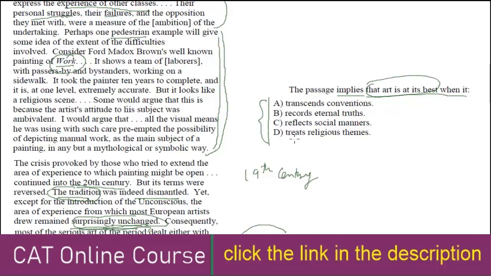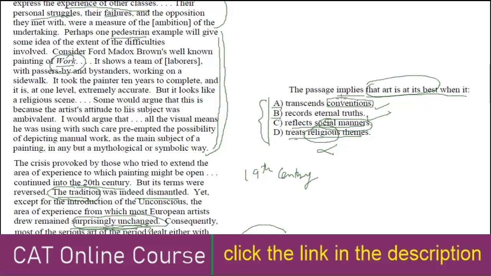Is it that art is best when it treats religious themes, or is art best when it reflects social manners? Religion is not the focus. In fact, it is not the argument of the author. Not even social manners. We can have only 2 choices. One is when art is at its best when it transcends conventions, or art is at its best when it records eternal truths. Now, if you look at the passage, the conventions has been the author's primary target.